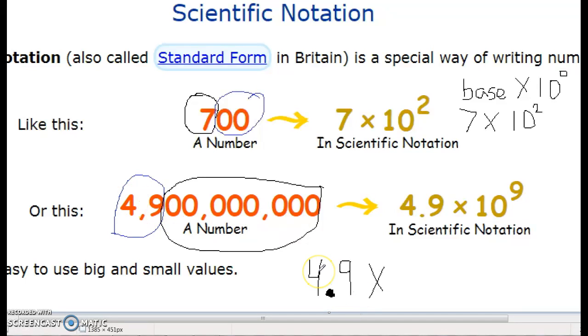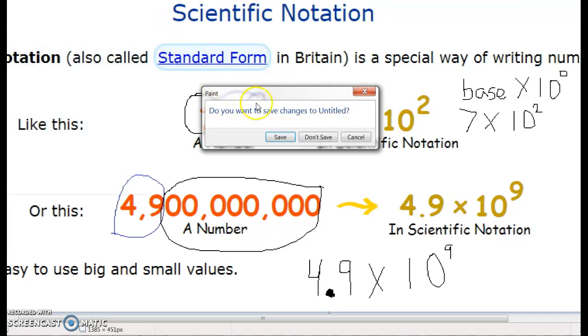The 4 is still going to be the only base number, and we're also going to put the 9 there. Then we're going to count numbers that are not the 4. 1, 2, 3, 4, 5, 6, 7, 8, 9. There are 9 numbers in here that are not the number 4, or our base number. That's how we get 4.9 times 10 to the 9th. That is scientific notation. Now let me show you something else.